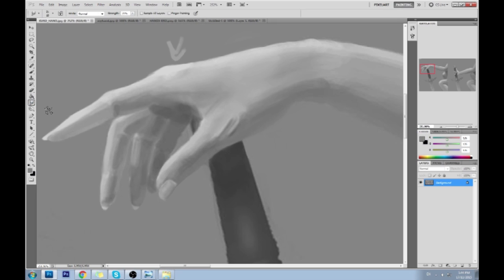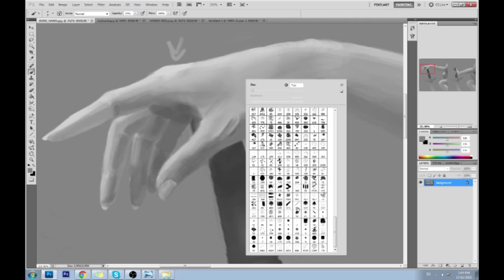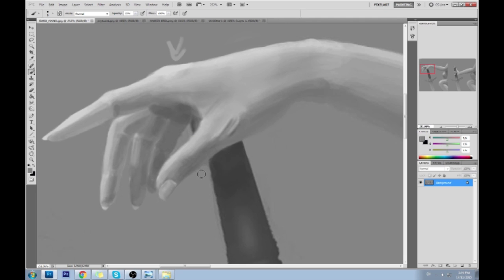So this area of the finger is a little more fatty than this area. And this area I'm going to represent with a nice, clean edge. Very, very unblended. I'll even use my hard round brush. Just like this.